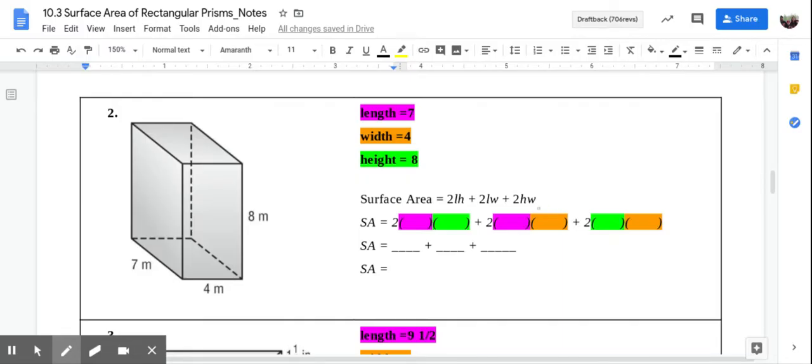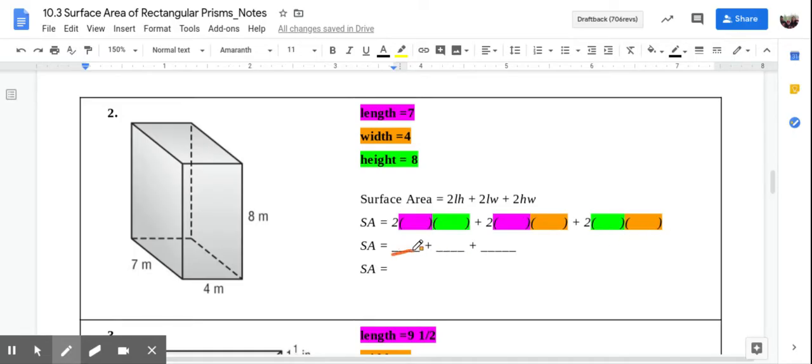Now, my next questions are going to be very specific, so make sure you write out the formula here. I have it color coded, put the right answers in order. So what is 2 times the length times the height? Now tell me, what is 2 times the length times the width? Now tell me, what is 2 times the height times the width?